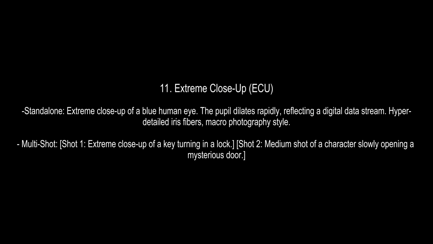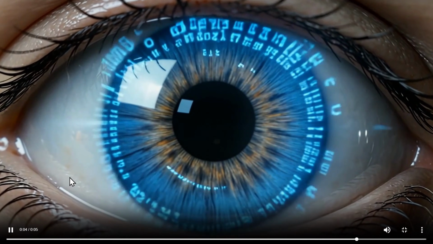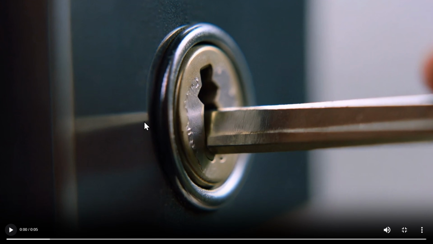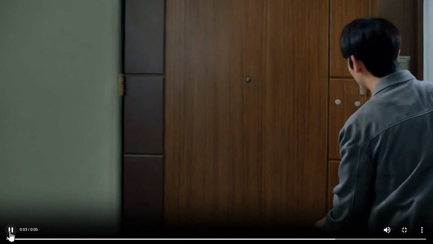Of course, we also have extreme close-up, which zooms in on a specific feature like an eye or a mouth, for example. And here we'll be using both standalone and a multi-shot just to showcase both. Here is our eye. This is standard, nothing new, but used a lot in filmmaking. So first we have extreme close-up of the key and the lock, and then switching to a medium shot of a man opening a door, of course.